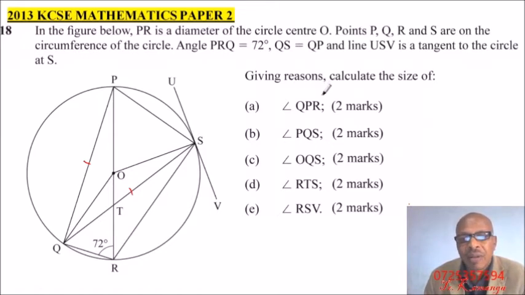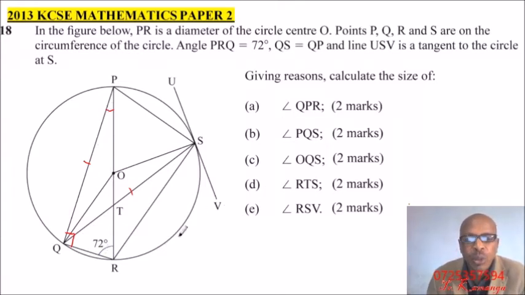calculate the size of angle QPR. Where is angle QPR? QPR. So this is the angle that we are interested in. Now, we can be able to do that. You see, we have been told that PR is the diameter, and therefore it means that this angle here is 90. A diameter makes an angle of 90 at the circumference.